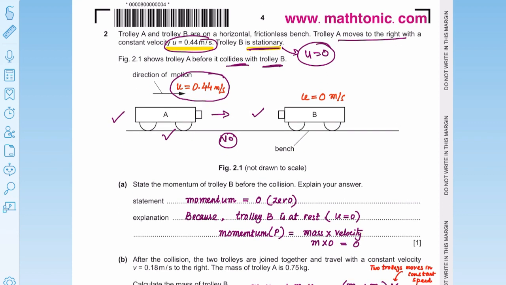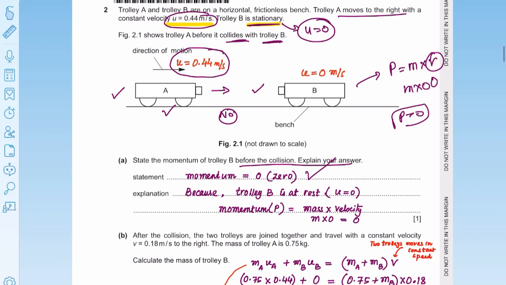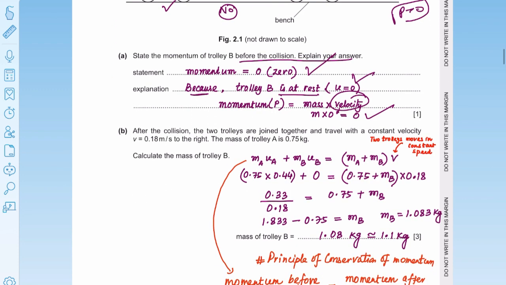The question is: state the momentum of trolley B before its collision. It's okay, very good, because we know that momentum will be 0. Why? Because momentum equals mass times velocity, and for trolley B, what is the velocity we have? 0. So mass times 0, that is momentum equals 0. Easy. So I have written here already momentum 0. Why? Because trolley B is at rest, u equals 0. So mass times velocity, if you replace this, I am getting momentum equals 0. Got it?